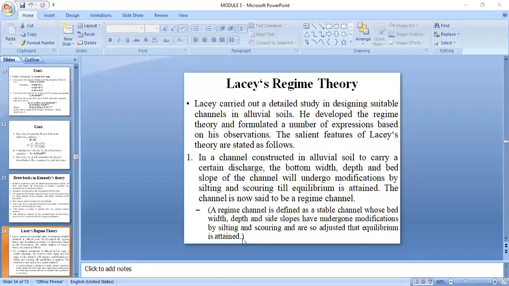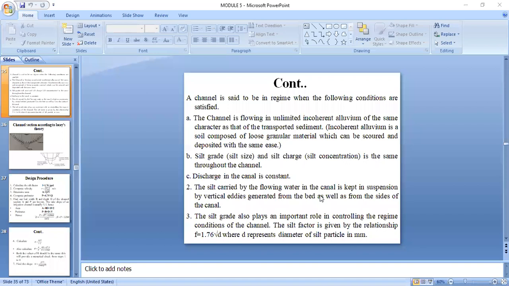That means the channel will have the freedom to form its own cross section. So this is one of the first revelations of Lacey's method of channel design. Next, a channel is said to be in regime when the following conditions are satisfied. That is, the channel is flowing in an unlimited incoherent alluvium of the same character as that of the transported sediment.